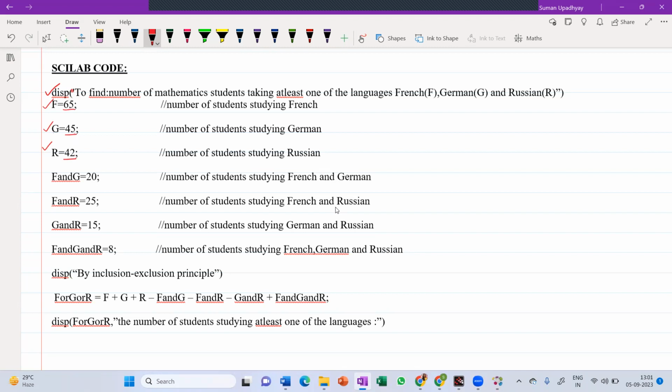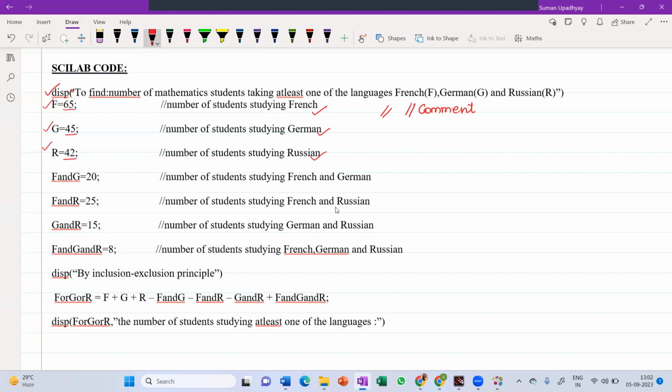Now you will see in front of these are some statements which are written after these two forward slashes. Now what does it mean? It stands for comment. Now what is a comment? A comment line is for us to understand what that variable stands for. That is not going to be read by the software. Whatever you write after these two slashes is not read by the SCILAB software. That is for our understanding.